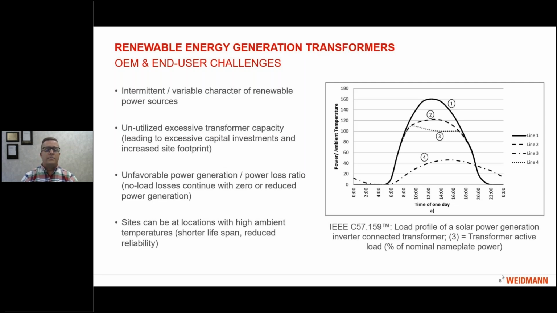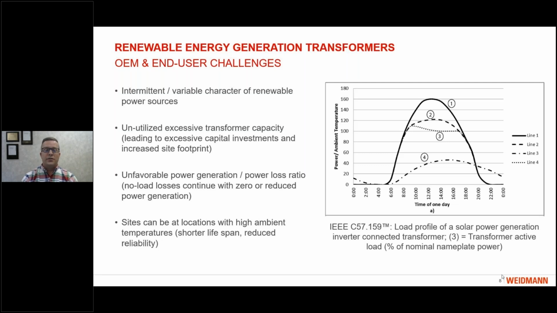And when you have transformers that are perhaps oversized, then even when the sun isn't shining or the wind isn't blowing, you can have a lot of no load losses, losses from the transformer just sitting there, specifically in the transformer core. And then finally, as Frankie can attest to, in the deserts of Arizona, these sites can often be in hot places. In particular solar farms, but other ones as well.